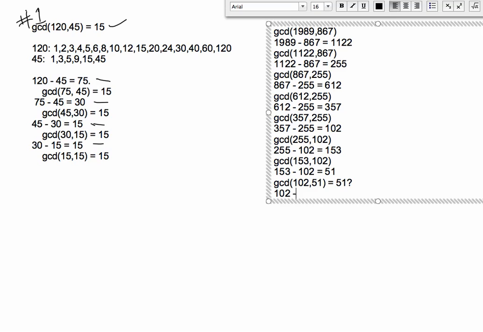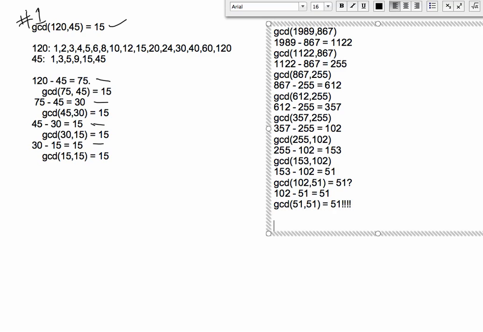Let's say we didn't notice that 51 goes into both of those. We go 102 minus 51 is equal to 51, and now we get to the GCD. What's the GCD of 51 and 51? The answer is 51. Yay! Okay, so the final question is, does 51 go into 1989?